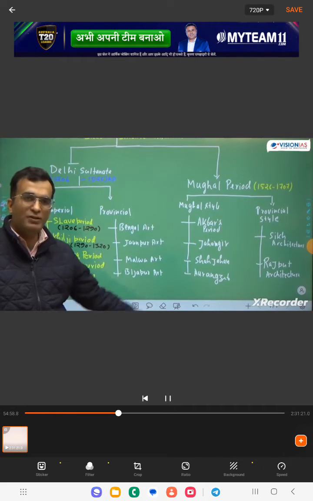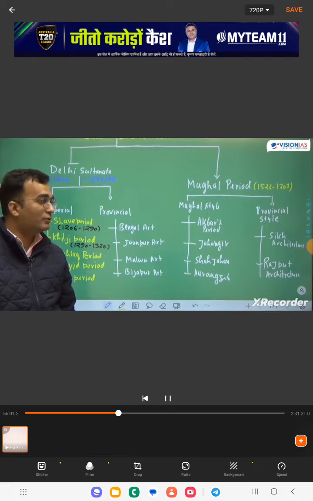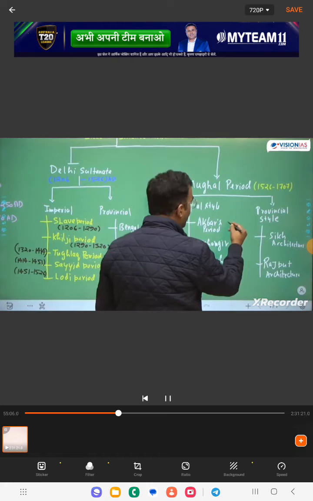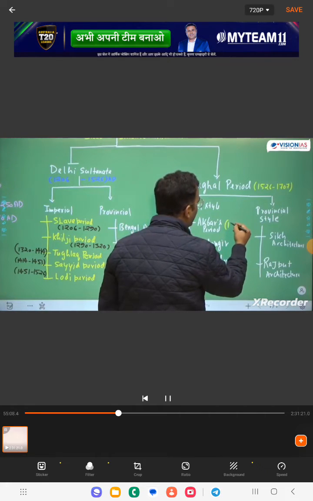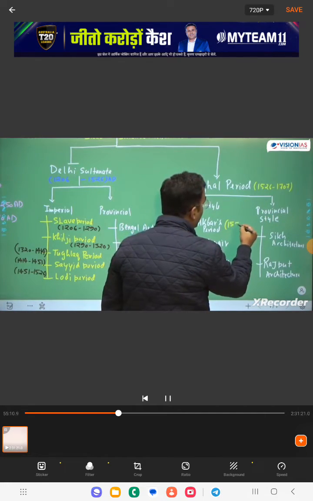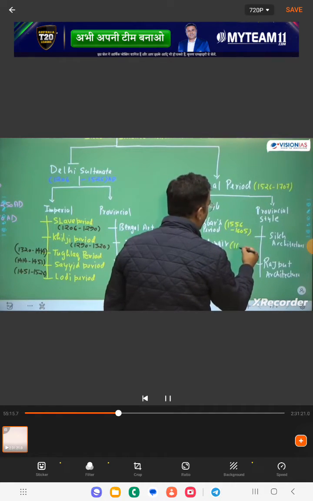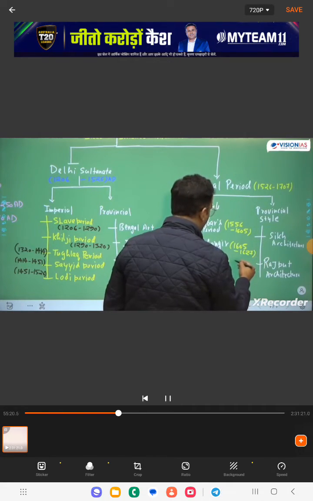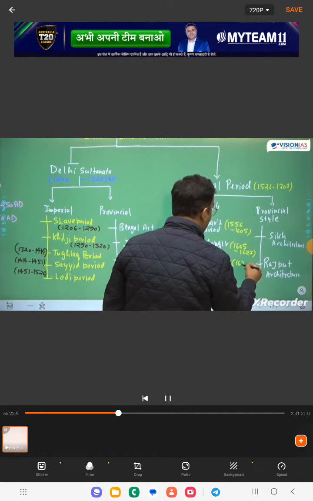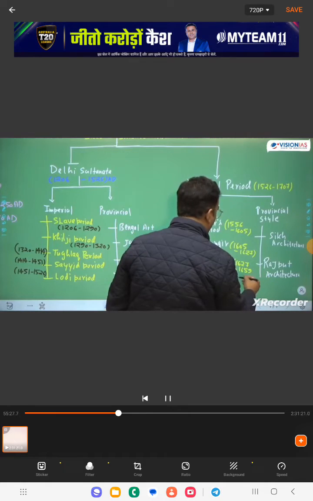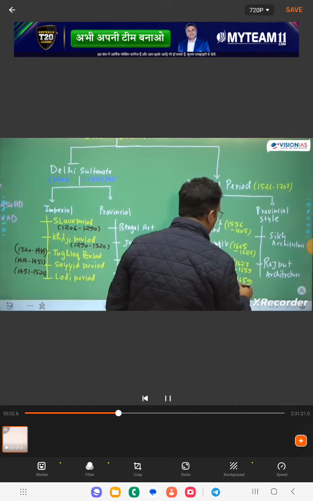And if you want, I can write their ages also. Anyways, I must write, okay? So I am writing it. Akbar's period started from 1556 to 1605. Jahangir 1605 to 1627. Shahjahan 1627 to 1659. And Aurangzeb from 1659 to 1707.